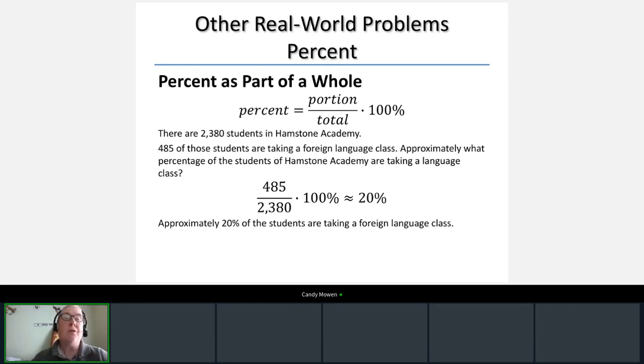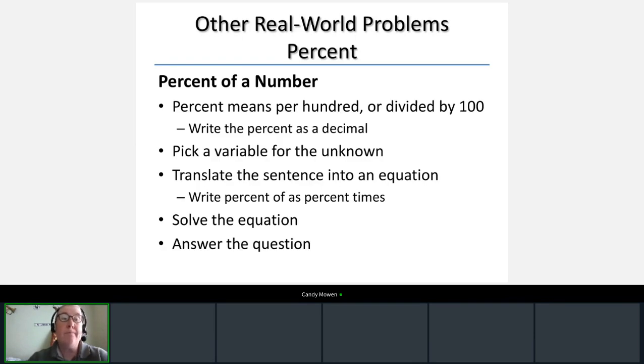There are 2,380 students at Hamstone Academy. 485 of those students are taking a foreign language class. Approximately what percentage of students at Hamstone Academy are taking a language? Okay, we take the portion, 485 over the total, 2,380, multiply it by 100. It gives you 20%. So approximately 20% of the students are taking a foreign language. It's looking at a percent as a whole.